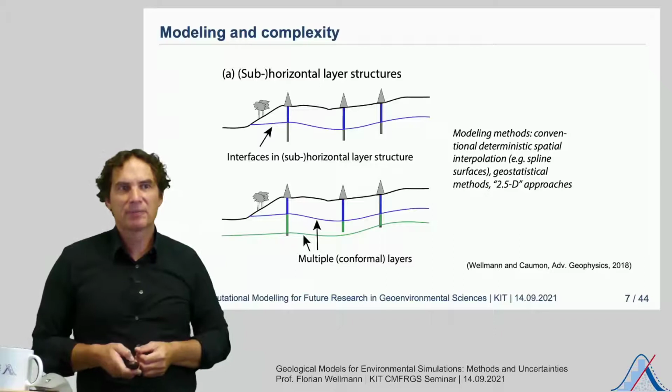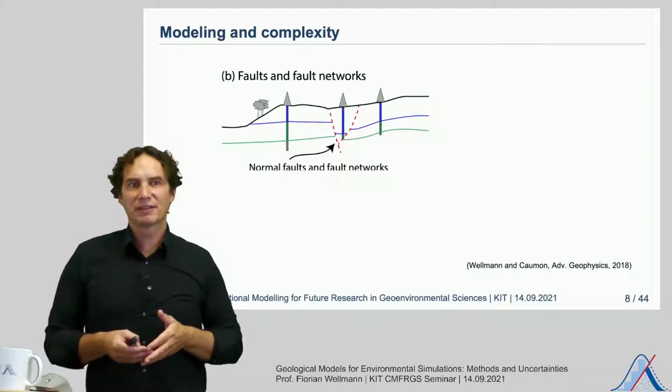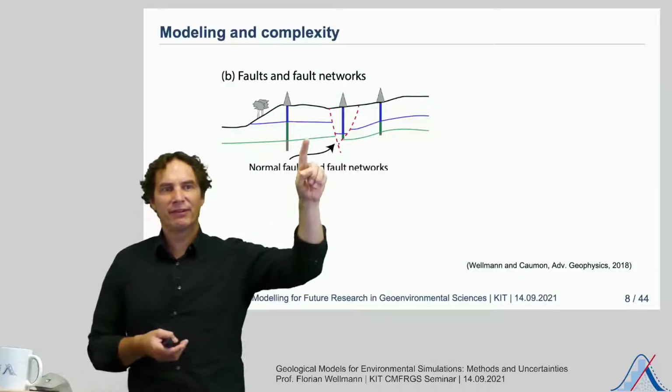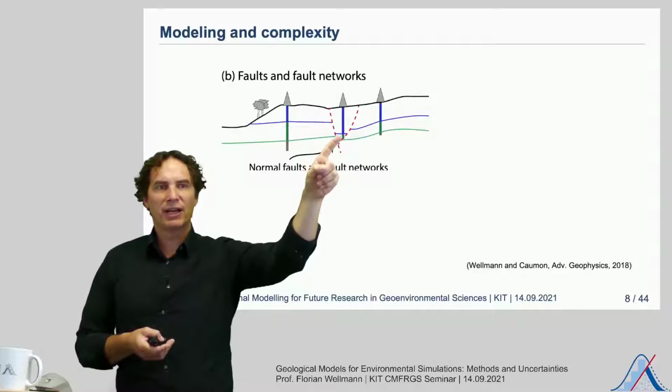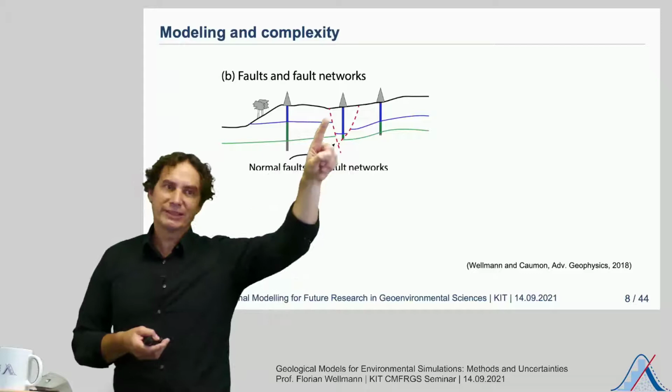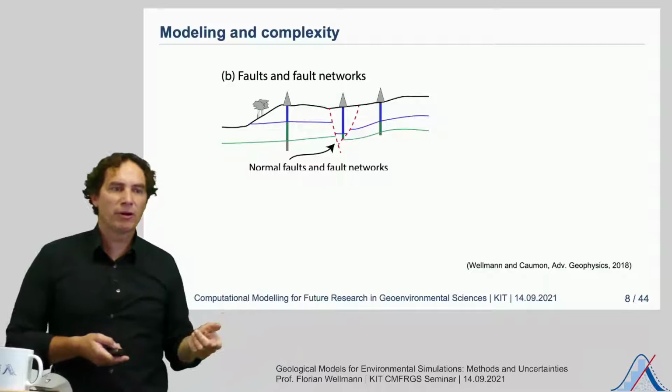Now let's add a bit of complexity and reality, and we start with faults. So what happens if we have faults or fault networks? Well, suddenly we can see that whereas here we may still have this intersection of our interface only once, we now get to a point where we don't have this interface at all, we intersect the fault. And we have, of course, these discrete offsets. So there is a discontinuity in this interface. And to make it even a bit more complex, let's see what happens when we have a thrust fault or reverse fault.